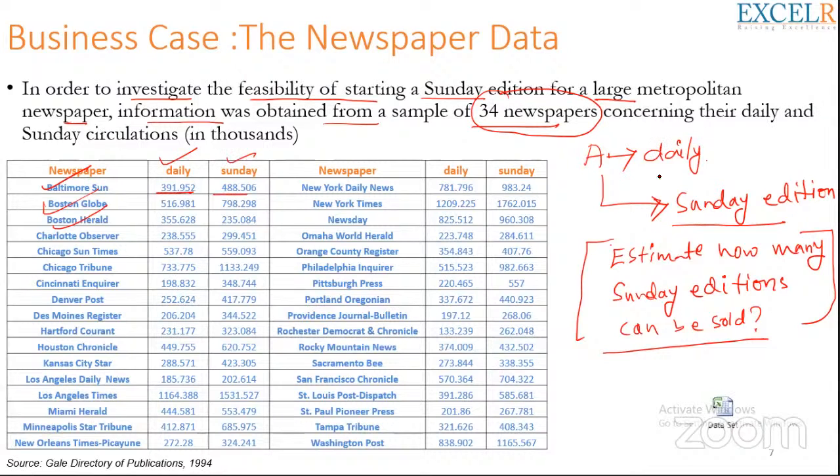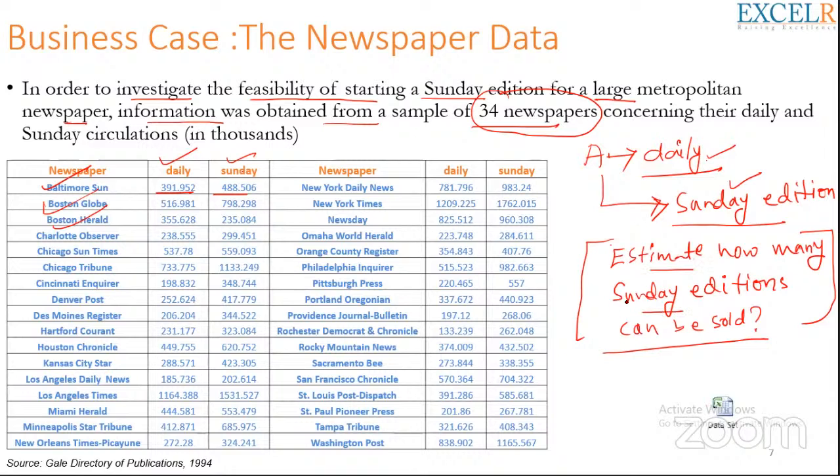Because you are into the daily business, you are circulating daily editions, and you want to get into Sunday editions. That means you need daily information and Sunday information. Similarly, you have collected the daily and Sunday information of your competitors in the region. Now using this data, I want to estimate how many Sunday editions can be sold.